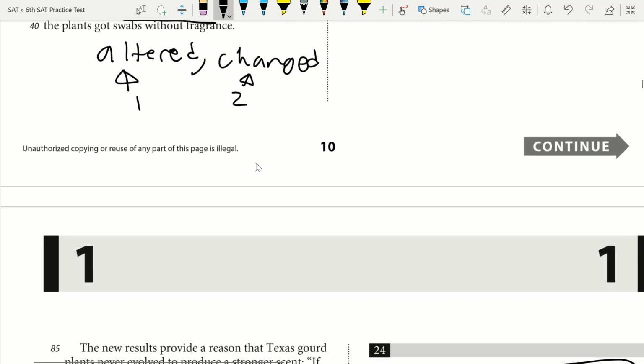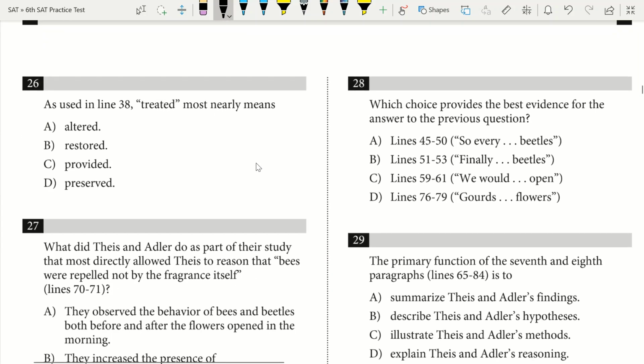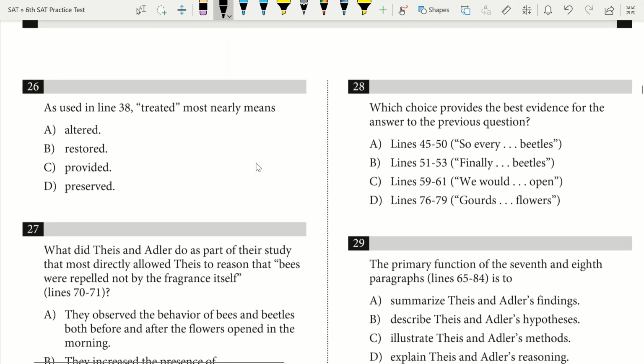So let's see if we have either of those. I'm guessing we're going to have at least one. We see we do have altered. Okay, we wouldn't say restored because that would imply that something fails and then we fix it up, and that's not what's occurring here. We're not providing the flowers. We're altering them or treating the flowers. We're not preserving them either. We are changing them. So altered is going to be our answer for 26.